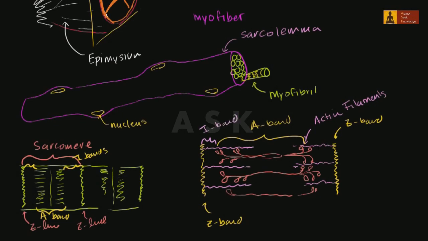And then the myosin filaments are held in place by titin, which you can kind of imagine as a springy protein. Now I want to do it in a different color than that. So that right there is titin. The myosin is held in place by titin, and it's attached to the Z band.